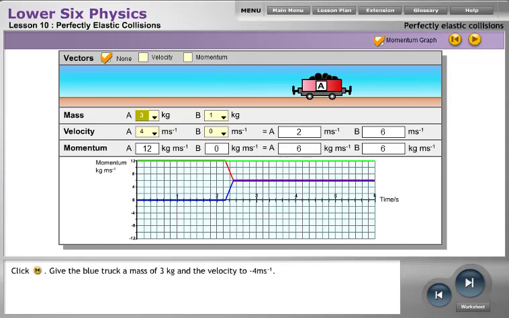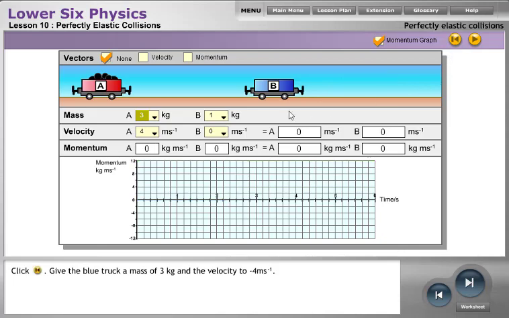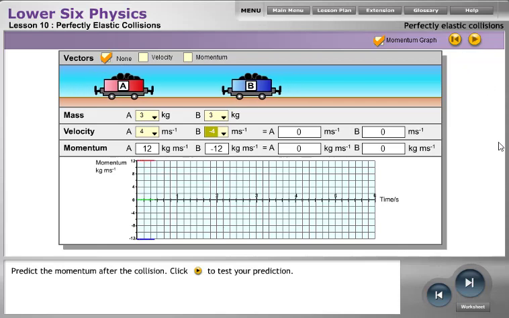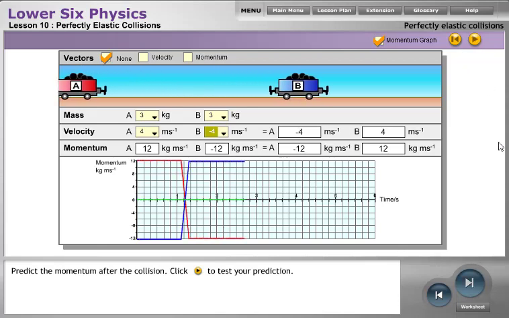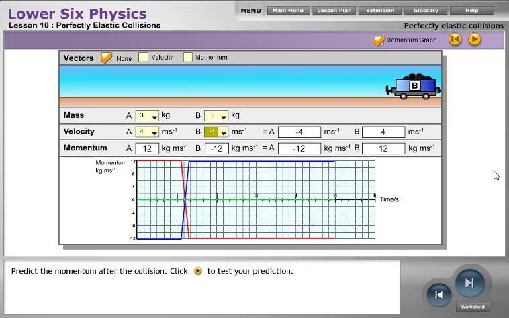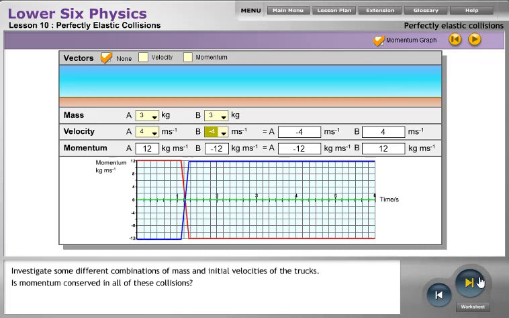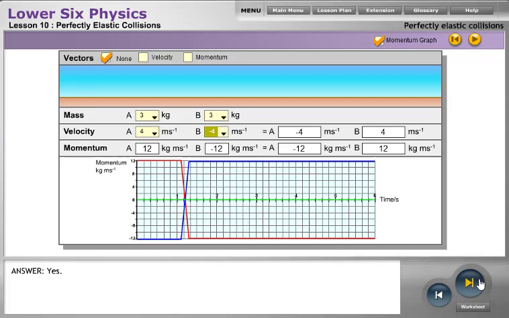Click Reset. Give the blue truck a mass of 3 kilograms and the velocity negative 4 meters per second. Predict the momentum after the collision. Click Start to test your prediction. Investigate some different combinations of mass and initial velocities of the trucks. Is momentum conserved in all of these collisions? Answer: yes.